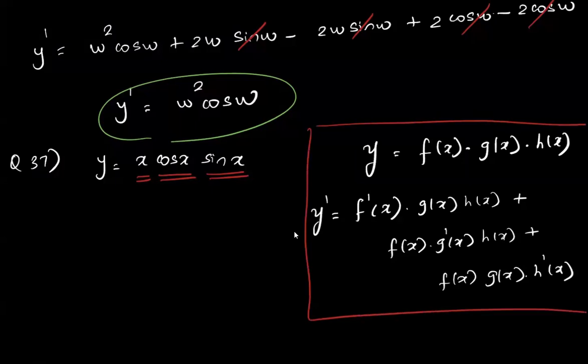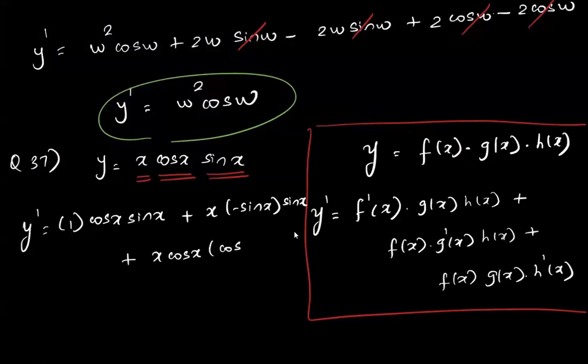So let's do that. So y prime will be, what am I going to do first? Take the derivative of x is 1, correct? So the next two will remain as is, okay? Plus, then I keep the x as is, take the derivative of cosine, that is negative sine, but keep the third as is. Then I keep the first and second as is and take the derivative of the third. Now I combine them all. I have cosine x sine x minus x sine squared x plus x cosine squared x as my answer.